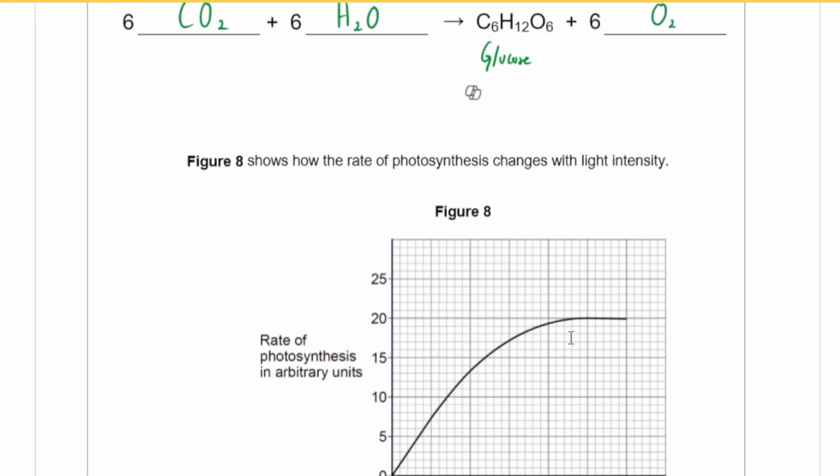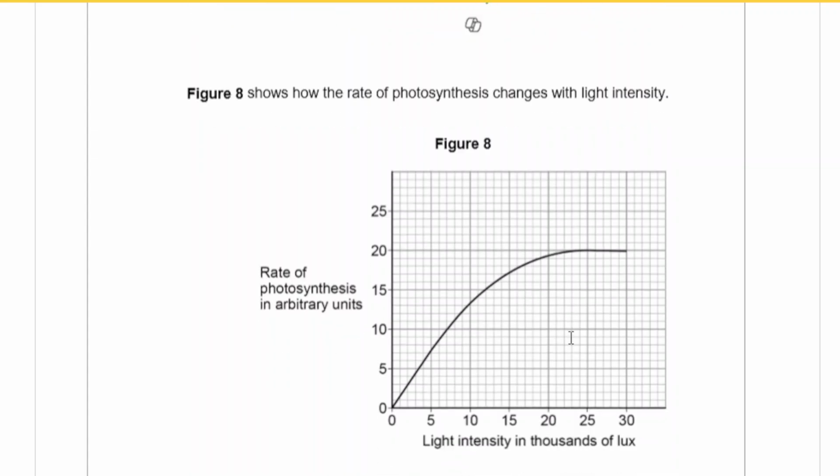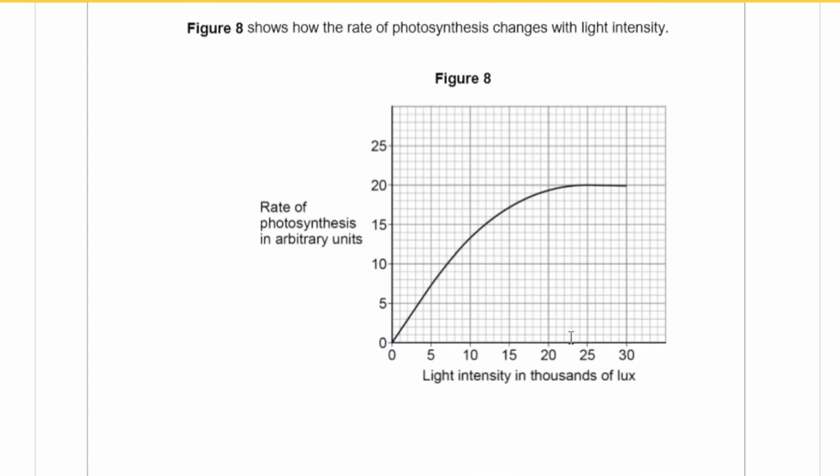Figure 6 shows how the rate of photosynthesis changes with light intensity. So you've got a line graph with the rate of photosynthesis in arbitrary units on the y-axis and the light intensity in thousands of lux. So when it says 5, it's 5,000 and 10 is 10,000. Now let's have a look at the graph. The straight line somewhere up to about 7.5.